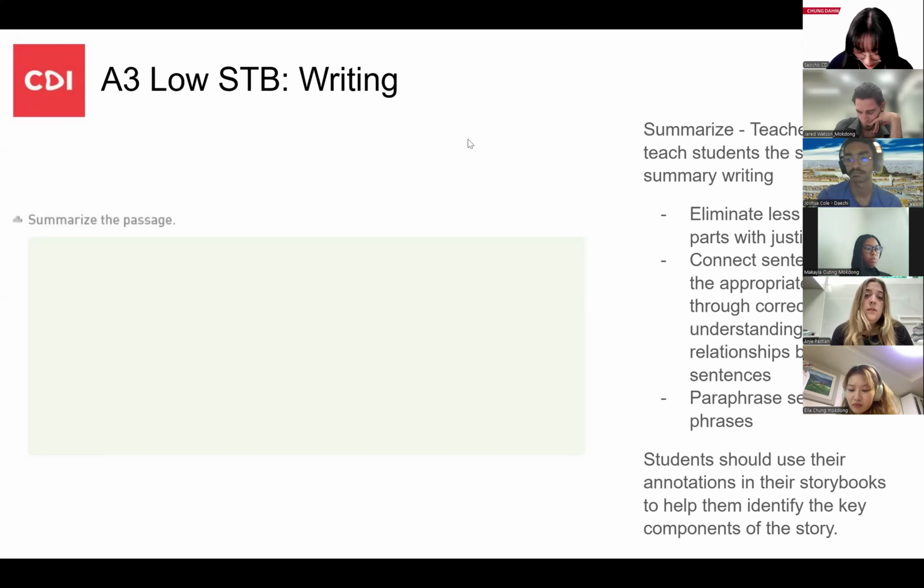Also, this is why it's helpful for the students to have their annotations in their storybooks. They can refer back to them and find, oh, what were the main ideas of this part of the story? What are the important details that I should include in my summary?